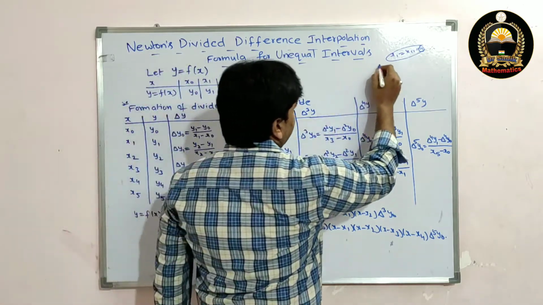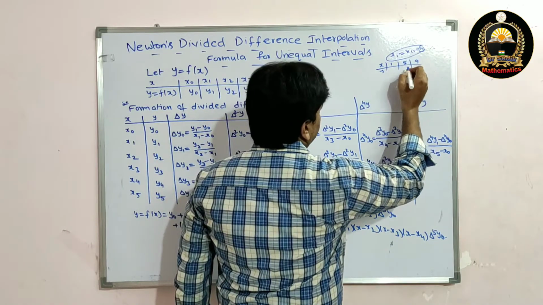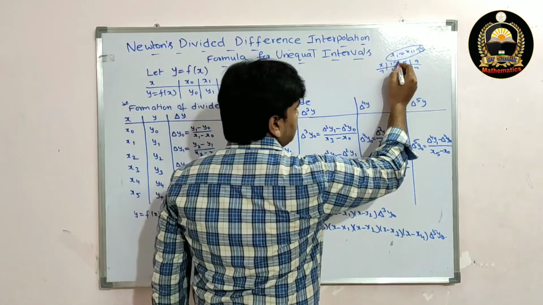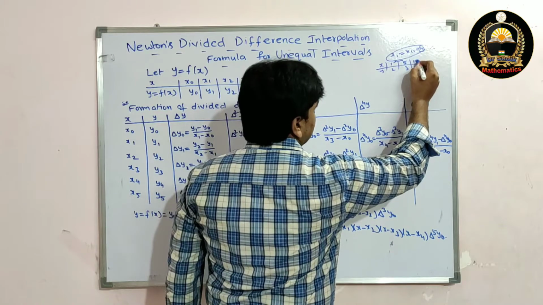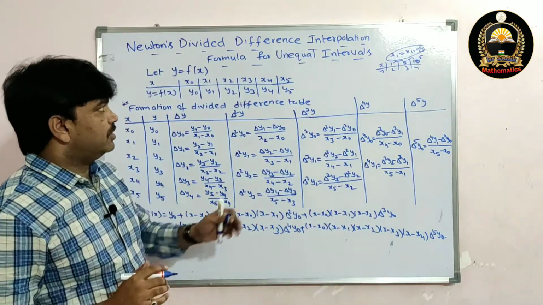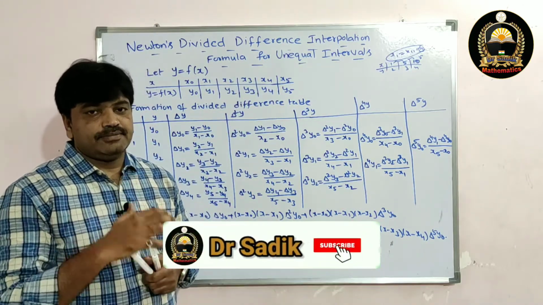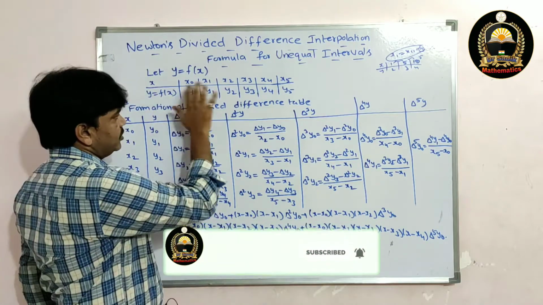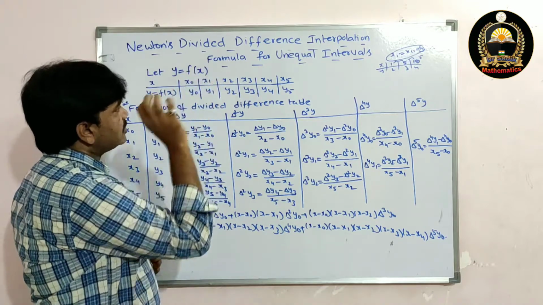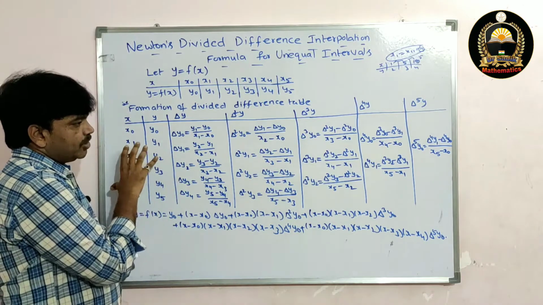For example, if I draw a table here, x and y, say x is 1, 5, 9 and y is 2, 3, 4. Here the difference is 4. Here I can take 10, and the difference is 5. Such a type is called unequal intervals. Now he gives tables like this. Now he says apply Newton's divided difference interpolation formula. So first we draw a table.